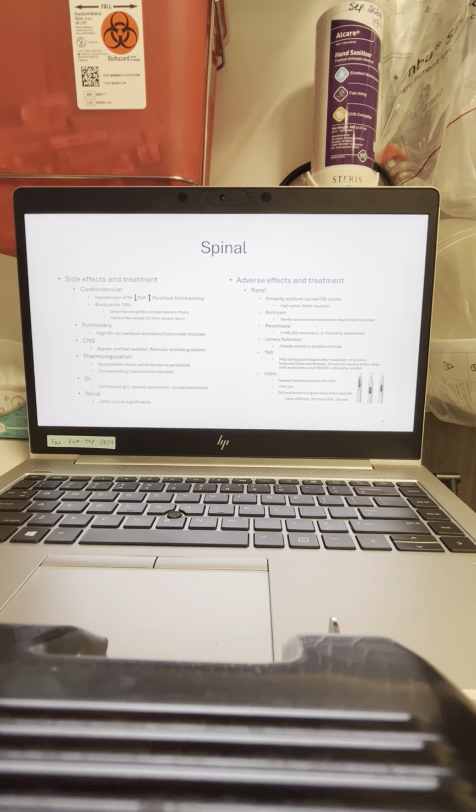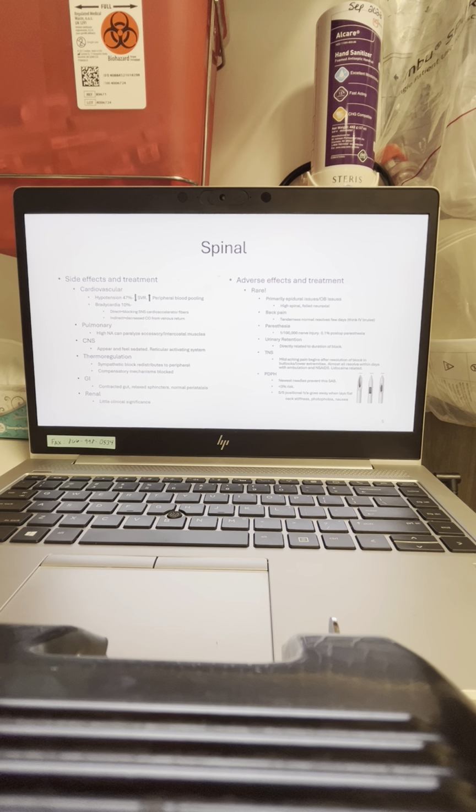GI stuff, this is where I mentioned the parasympathetic nervous system handles it more. You get a contracted gut, relaxed sphincters, normal peristalsis, which actually promotes GI motility. And so that's where abdominal surgeries, it's really nice to have these or epidurals, that helps prevent occlusion afterwards and things like that. The renal system is basically of little clinical significance. It's not altered much as long as we keep renal blood flow, which is the same for general anesthesia, really.